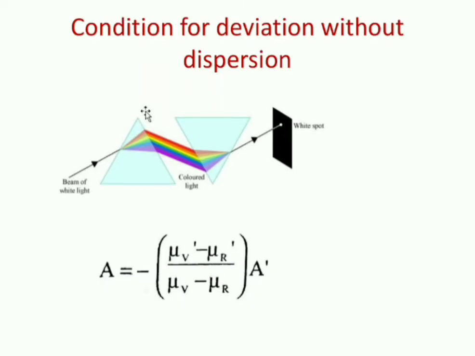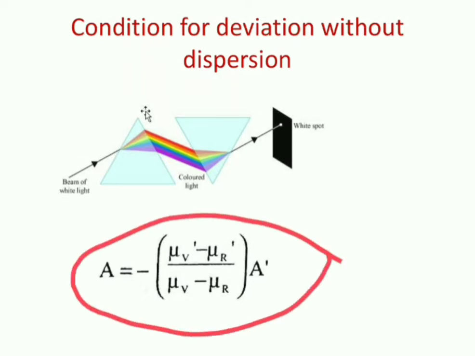Then coming to conditions for deviation without dispersion and vice versa. When you join two prisms in reverse order, as shown in the figure, if the incident white light emerges again as white light, we call this the condition for deviation without dispersion. For this, the angular dispersion of the first prism plus the angular dispersion of the second prism should be zero. When you equate it to zero for thin prisms, we get this formula: angle of the first prism A is equal to minus (mu v minus mu r) by (mu v minus mu r) into A dash. Here mu v and mu r are the refractive indices of violet and red color for the first prism, and the dashed ones are for the second prism.